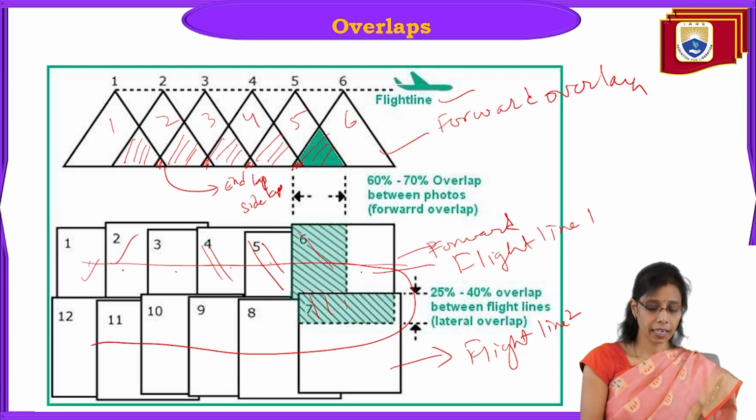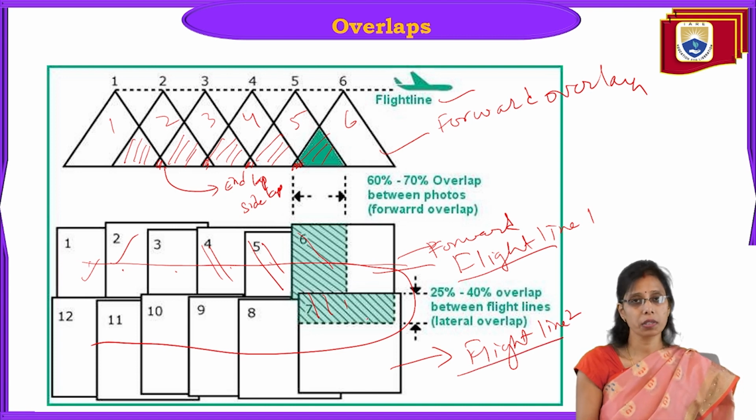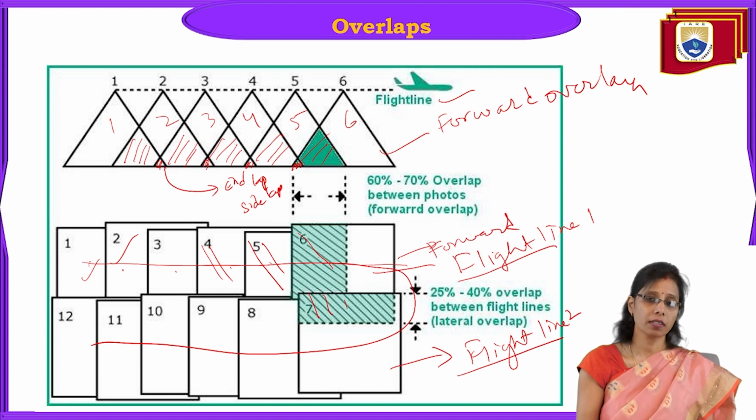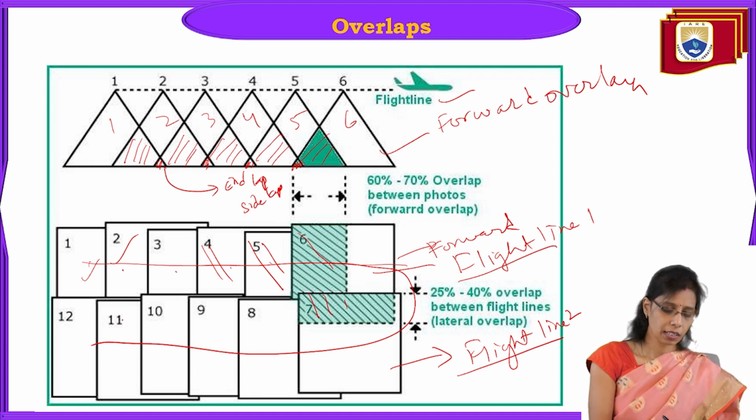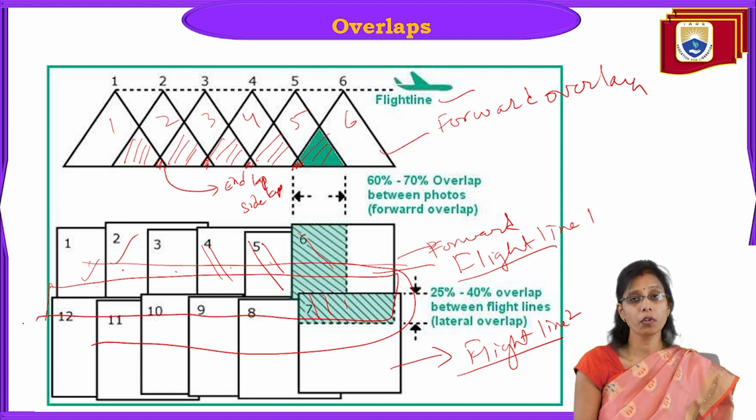While between the flight lines, that means flight line 1 and flight line 2, the overlap is always 25 to 40%, in some cases 30%, in some cases 20%, just to ensure that no area is left unmarked. I hope you understood about this forward overlap and the end lap, and why it is important.